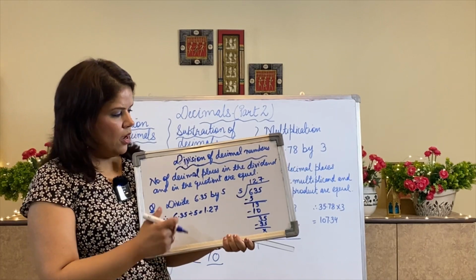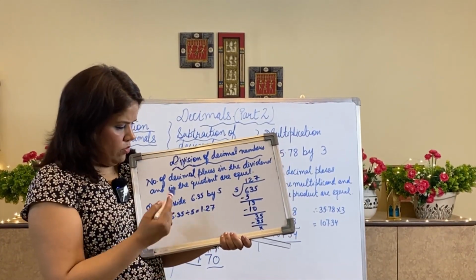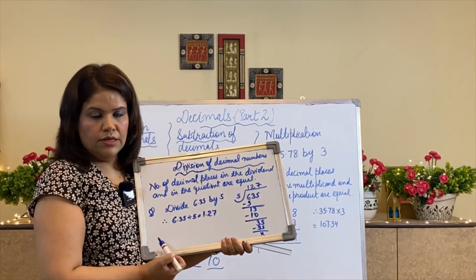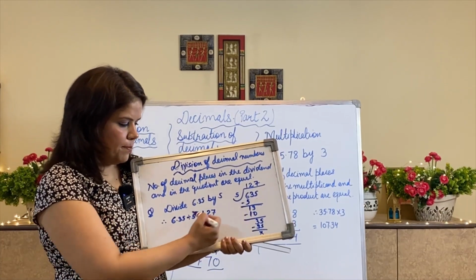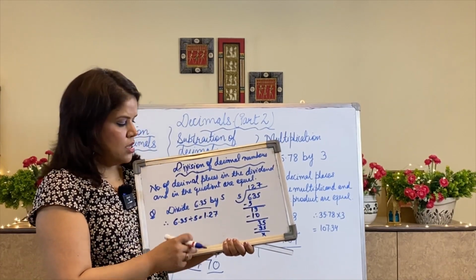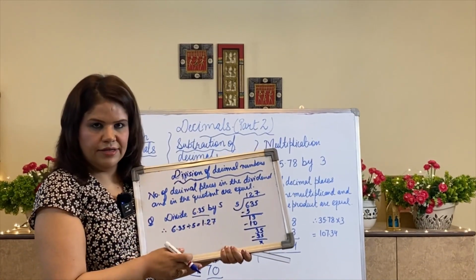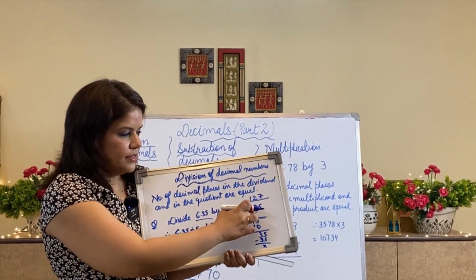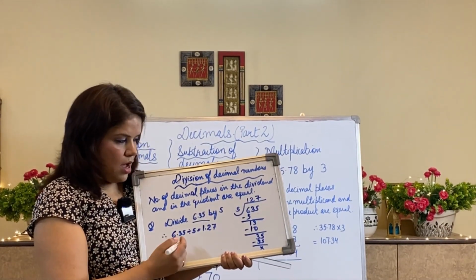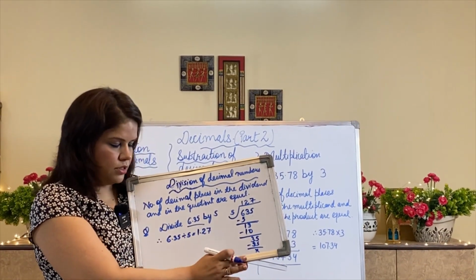Now I am taking the last operation, division of decimal numbers. Now number of decimal places in the dividend and in the quotient are equal. That means whatever number of decimal places have been given in the dividend, that number of decimal places will come in the quotient. So whatever is given, you will forget about the decimal and you will divide it. Understood? I have divided 635 by 5. I have got 127. Understood? I am not explaining this part because I have already explained in the division how this operation is done.